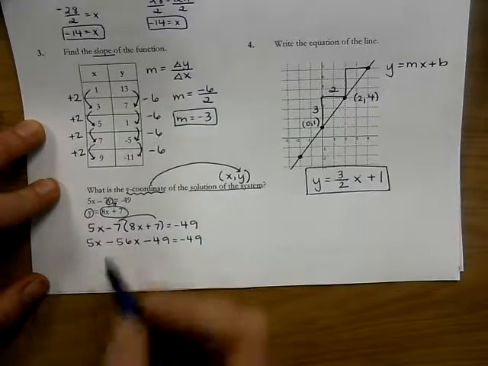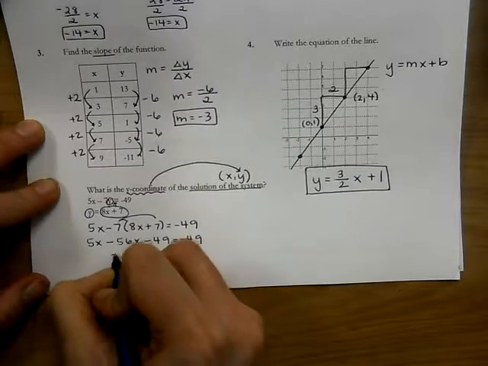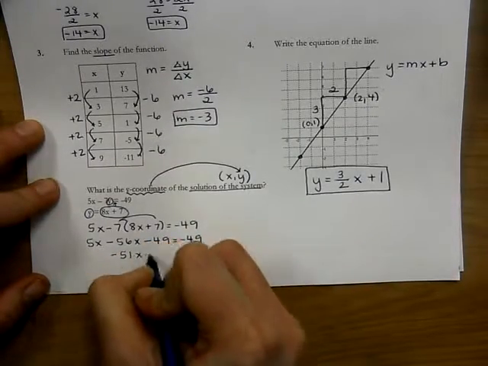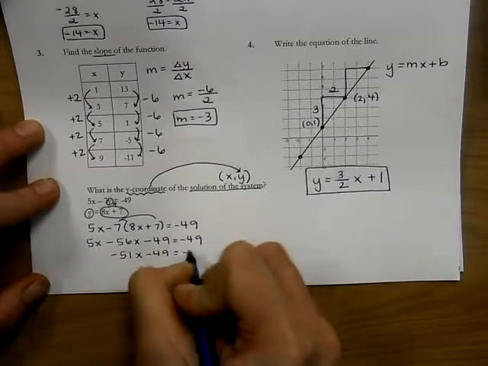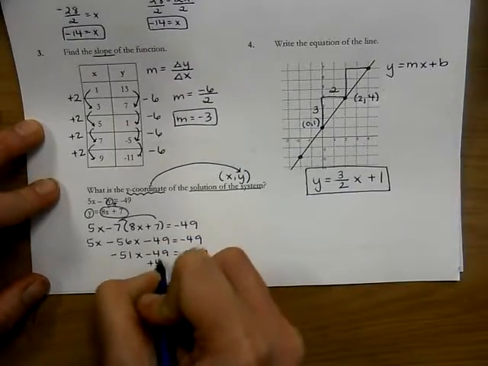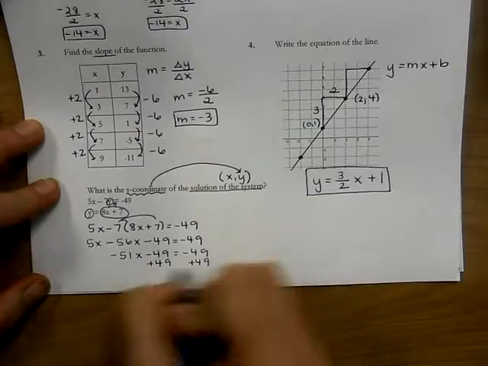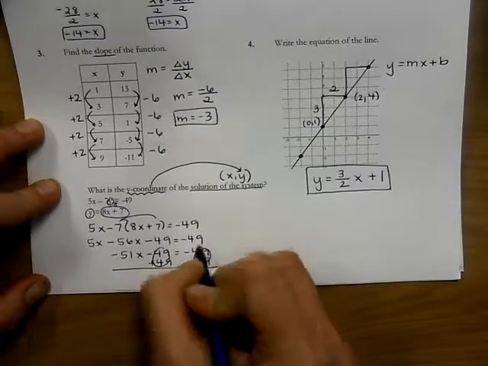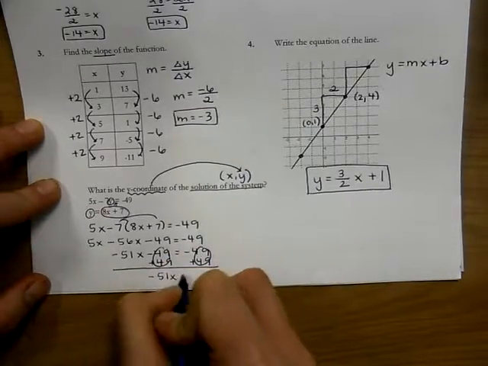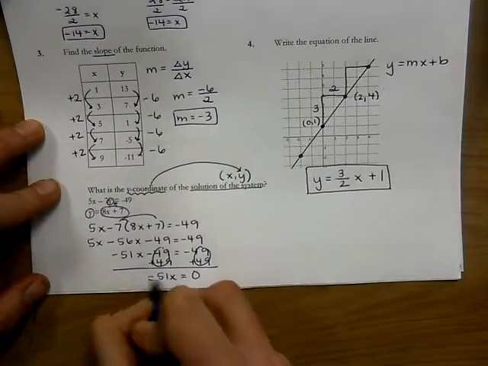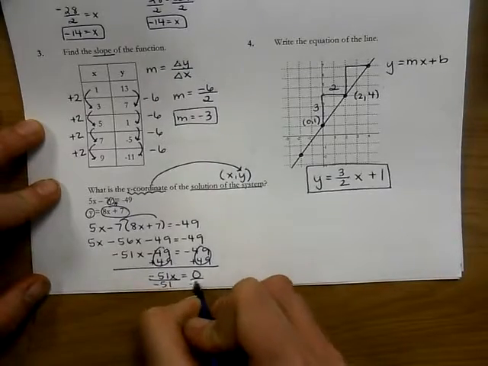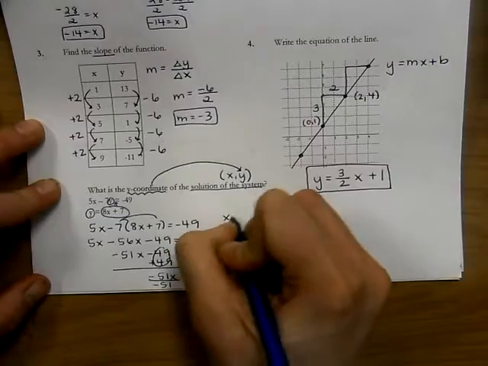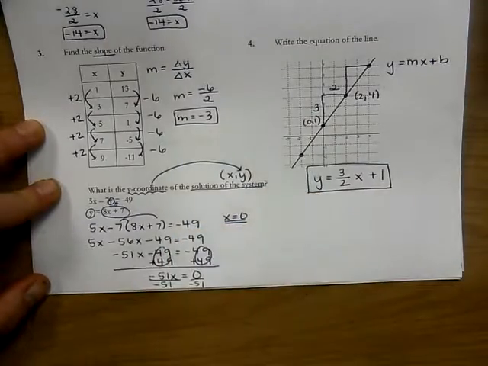I see that I have variables on the same side of the equal sign, so I'm going to combine like terms. That would be negative 51x minus 49 equals negative 49. I add 49 to both sides. These add to be 0, so I'm left with negative 51x equals 0, but I can still divide by negative 51. And when I do that, I get that x is equal to 0. So I found what x is.